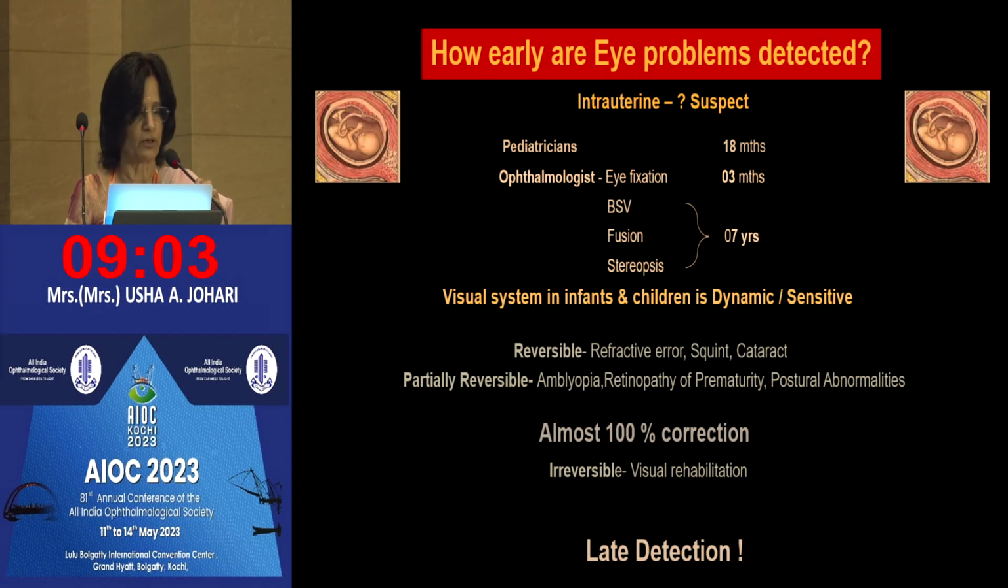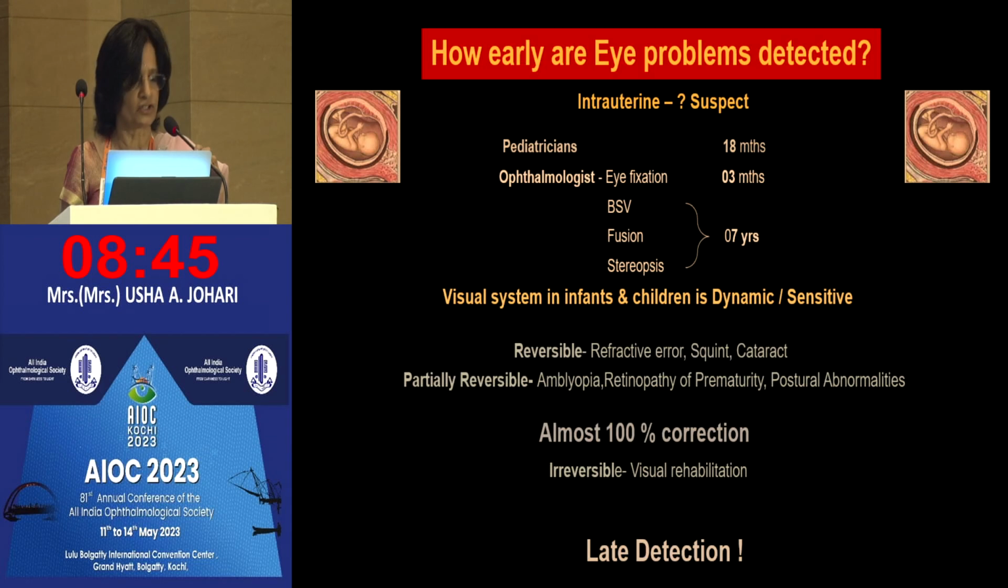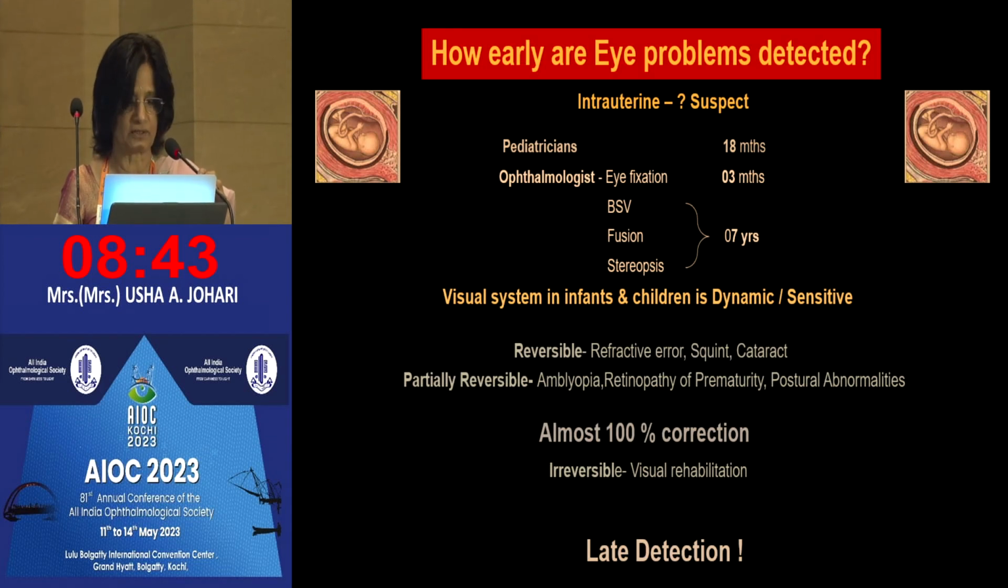And we as ophthalmologists know that binocular single vision, fusion, and stereopsis take place at an early stage, less than 3 years, and eye fixation takes place at the age of 3 months, yet we are detecting this problem very late. You'll all agree with me that the problem in children and infants is very dynamic and sensitive. So early detection is very important.